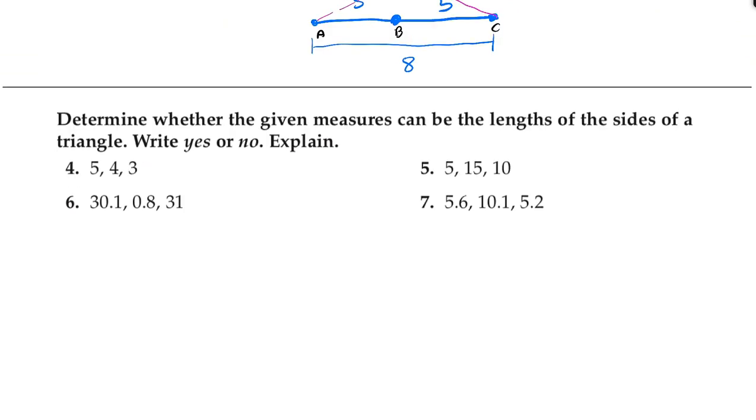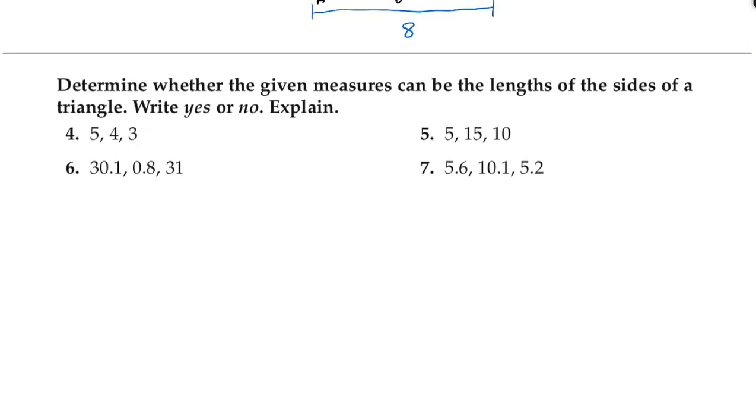All right, so here's a couple just yes or no's. So for number 4, let's check. Is 5 plus 4 bigger than 3? Is 5 plus 3 bigger than 4? And is 3 plus 4 bigger than 5, okay? Those are the three things we need to check. So any two sides need to be bigger than the other side. So check, 9 is bigger than 3. Check, 8 is bigger than 4. Check, 7 is bigger than 5. Yes, this is a triangle. Or these can form a triangle. And by SSS, every triangle with these sides would always be congruent to every other.